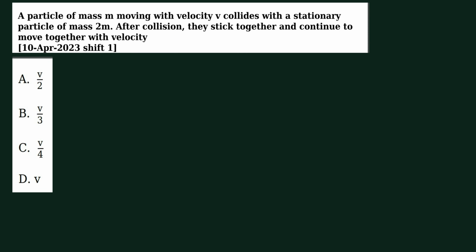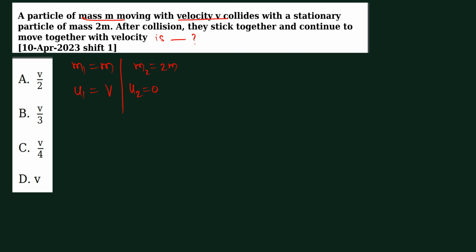A particle of mass m, let us say it is m1 equal to m, is moving with velocity v, means u1 equal to v. It collides with a stationary particle, which means u2 equal to 0, and the mass of the second one is 2m. After collision, they stick together and move with a common velocity. You have to find out what is the common velocity.